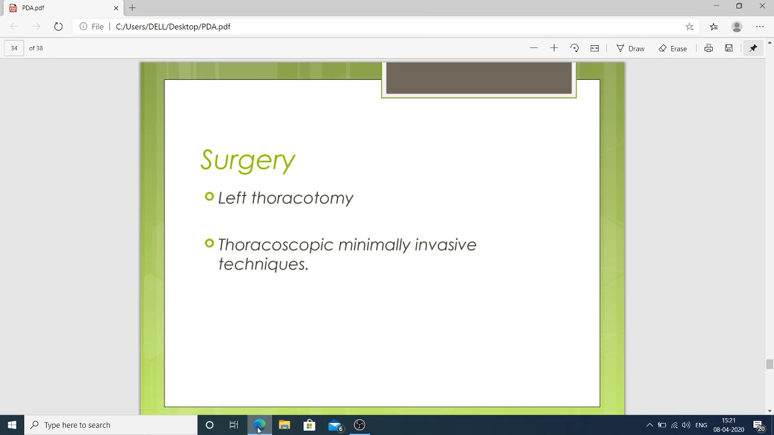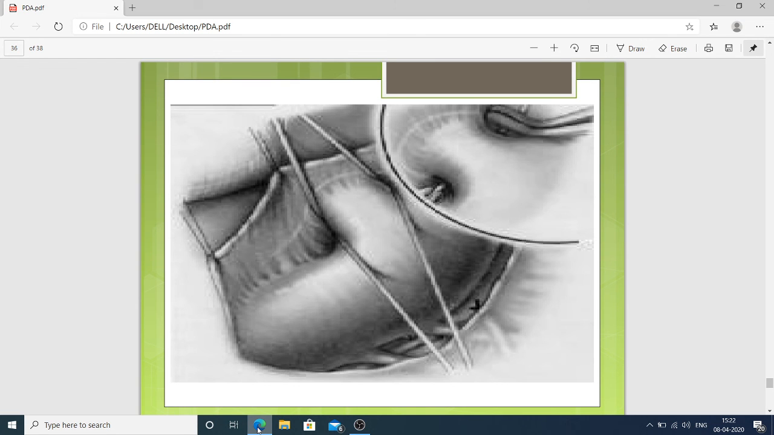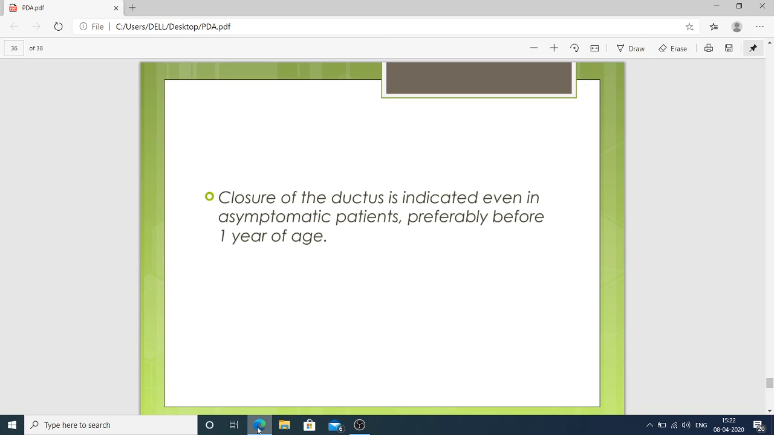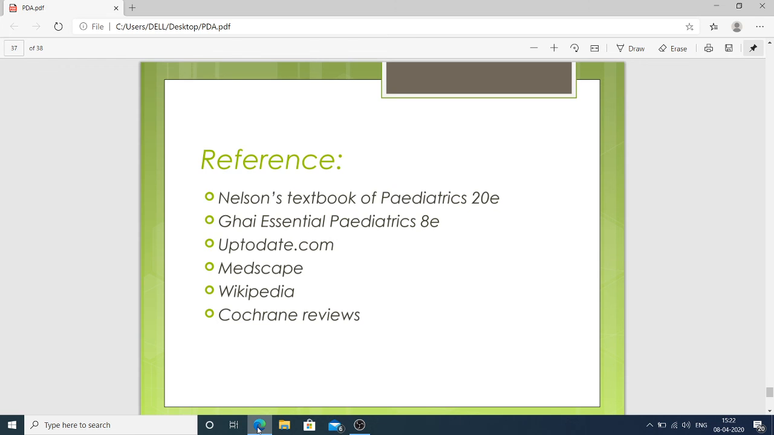Then surgery: left thoracoscopic, thoracoscopic minimally invasive techniques. Closure of the ductus is indicated even in asymptomatic patients, preferably before 1 year of age. If a child is suffering from PDA, then before the first birthday, this surgery should be done.